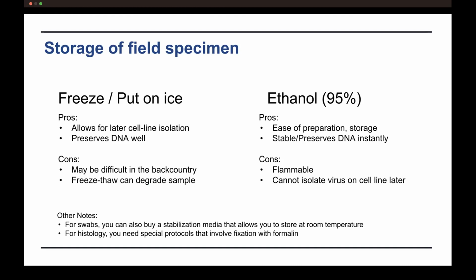For freezing, the pros are that this could keep the virus alive in the sample, meaning that it allows you to isolate the virus on cell line later. So if you need to do genomics, or need to grow the virus in the lab for whatever reason, keeping it alive is important, and freezing is the best method here, and it preserves the DNA well. But the cons, of course, are that it may be difficult in the backcountry to do this, and freeze-thaw can degrade samples.